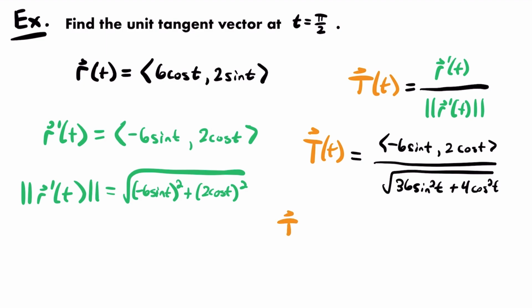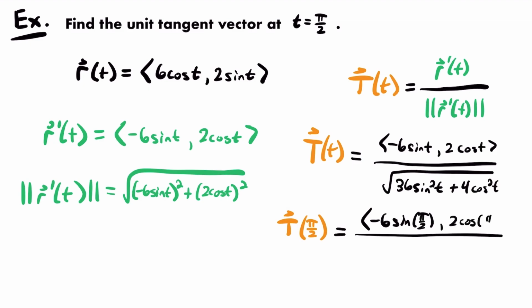We'll have capital T of pi divided by 2, and that will be equal to -6 times sine of pi divided by 2, and then 2 times cosine of pi divided by 2, divided by the square root of 36 times sine squared of pi divided by 2 plus 4 cosine squared of pi divided by 2. Okay, so then to simplify, sine of pi divided by 2 is 1, and cosine of pi divided by 2 is 0. So here's what we'll get.